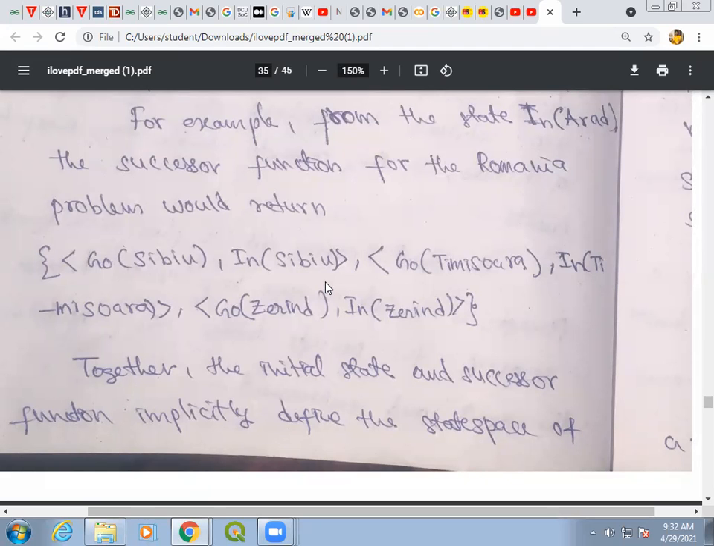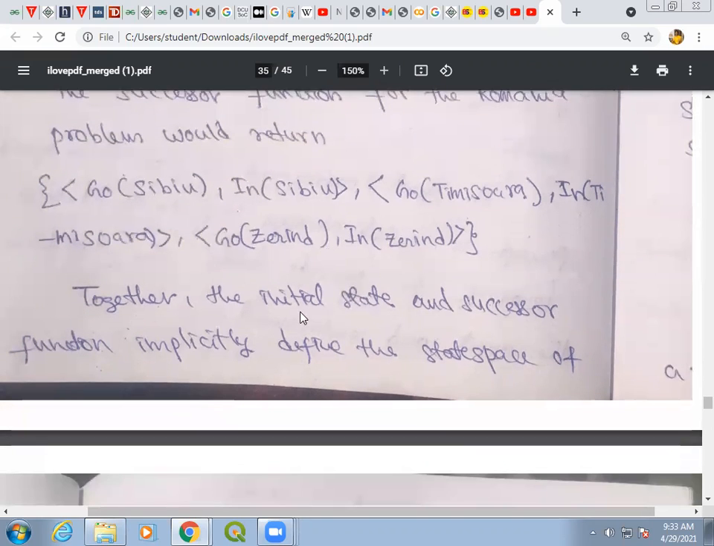This successor function will give you all possible successor states. These are the possible successor states for In(Arad). So what does the agent have to do now? The agent will select any one of the successor states so that it can reach the destination. Here we have discussed what the initial state is. The initial state is In(Arad). And the successor function gives you all possible successor states, along with the actions.